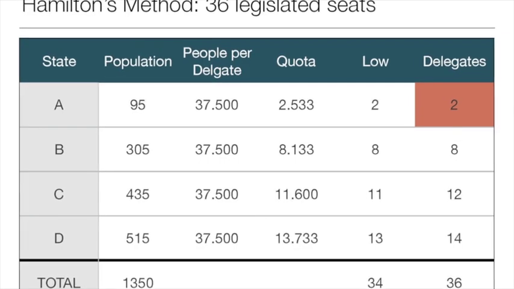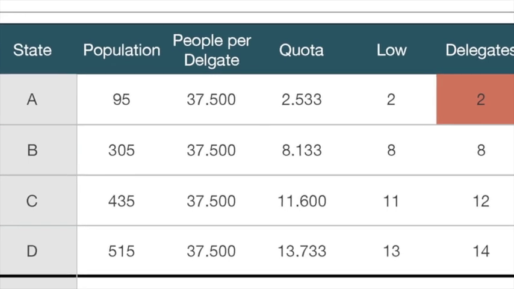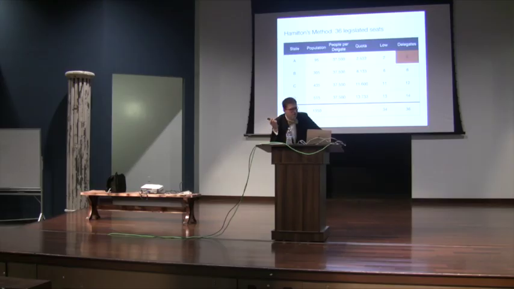And you can imagine being from state A sitting here thinking, wait a minute. You're just increasing the number of representatives and I just lost a seat? That just doesn't seem right. And people agreed. And that was a problem.